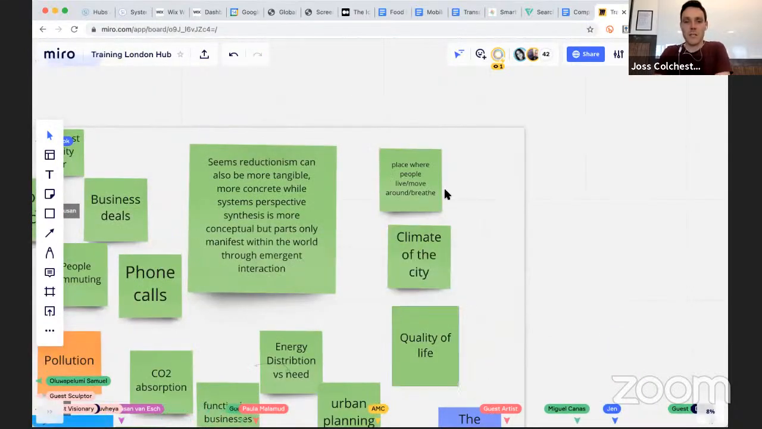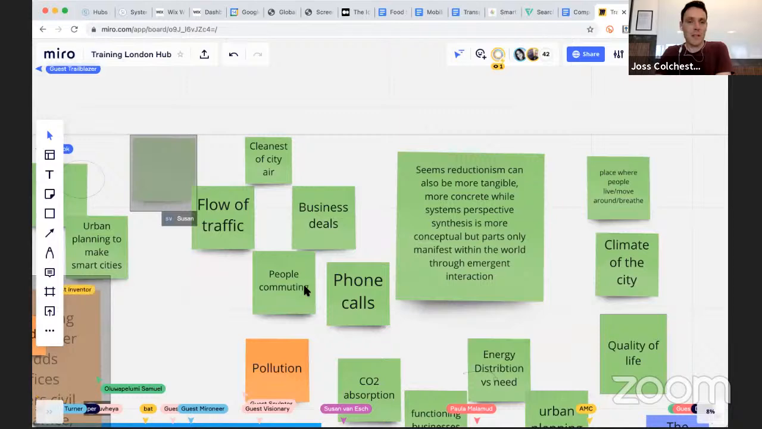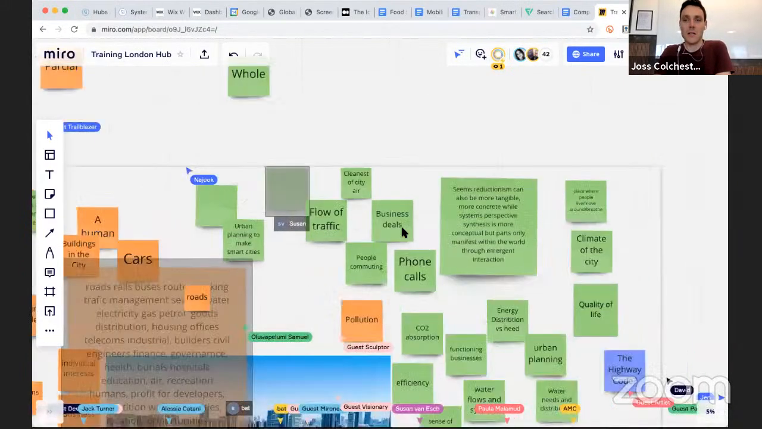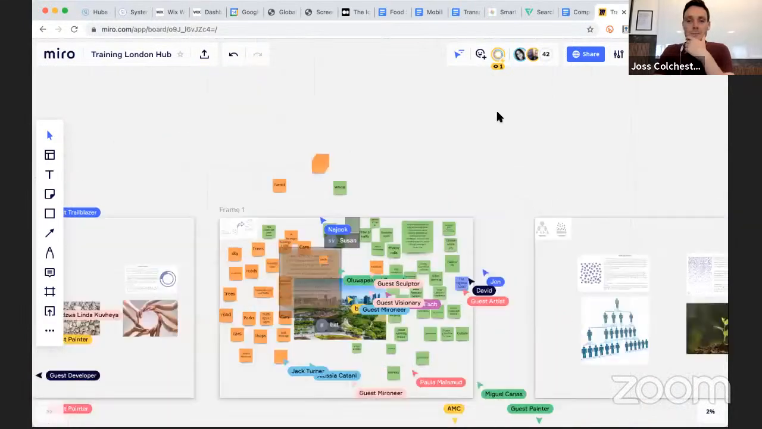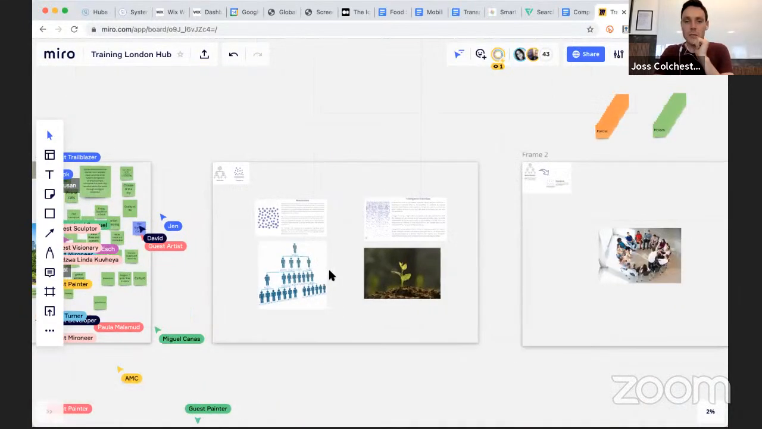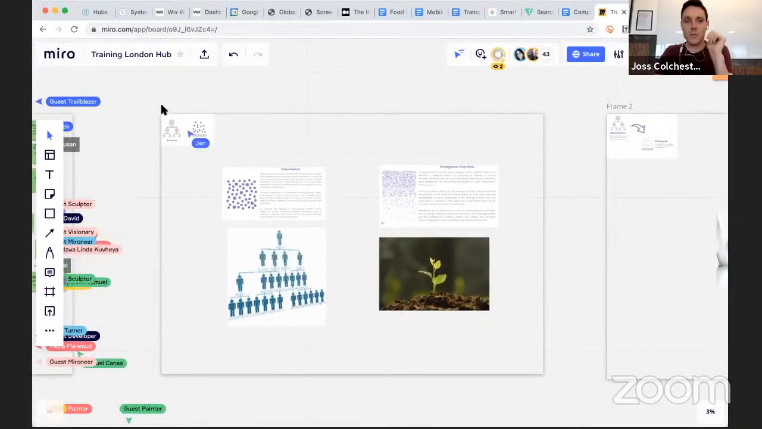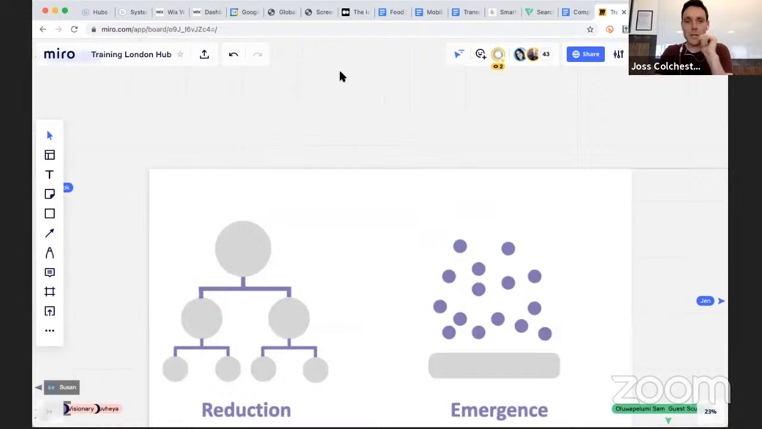Climate of a city, place where people live, move around. Yep. Business deals, flow of traffic, cleanliness of city air. Okay, great. Let's keep going. So next thing we'll talk about here is the parts and the whole. Here we're going to talk about reductionism and emergence.